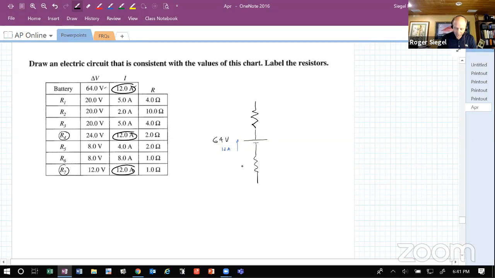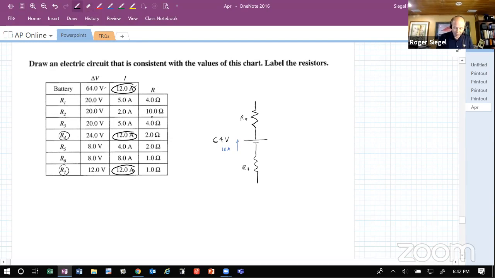I could put R4 here and R7 here. Or I could do it another way. I could put R4 here. Here I could put R7, and here I could put R4. That, for this problem, wouldn't make a difference. All right, so I can do that.